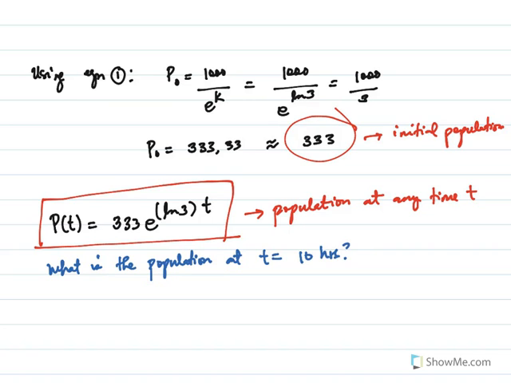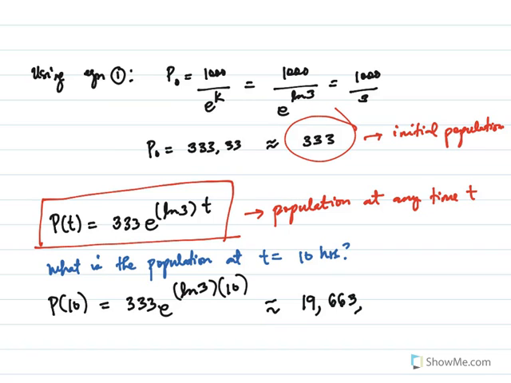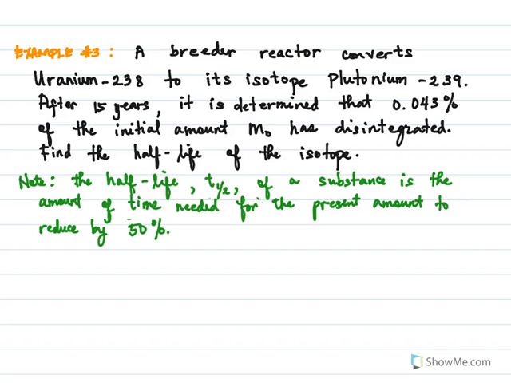So, after 10 hours, what we do is we just plug in to our P of t. So, P of 10 is equal to 333 e raised to ln of 3 multiplied by 10. And this one will give us around 19 million 663,317 bacteria.